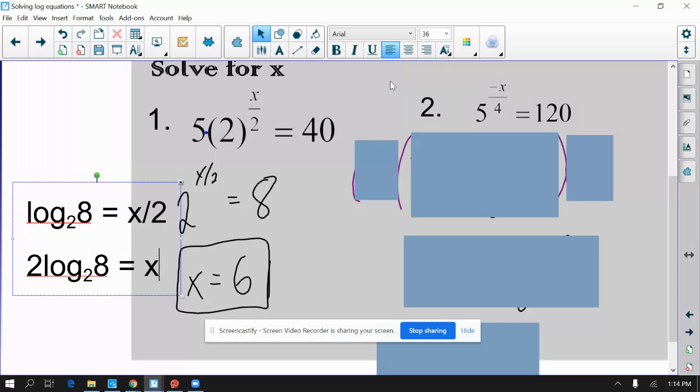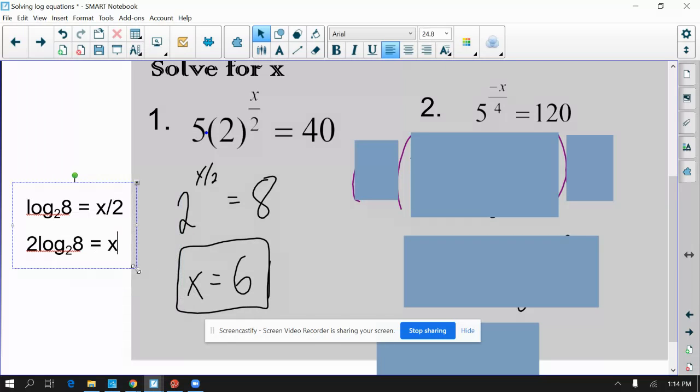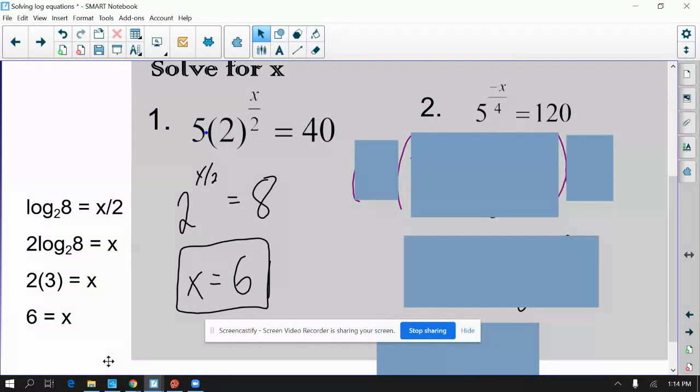And I've solved it. X equals 2 times log base 2 of 8. But log base 2 of 8 is 3, because 3 is the exponent that would go on 2 that would result in 8. And so 2 times 3 is 6. So the answer is 6.